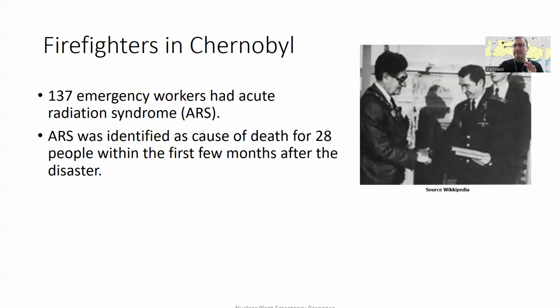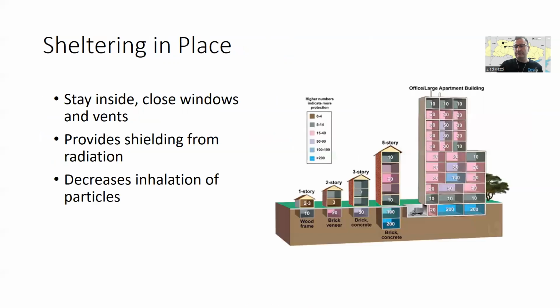But again, I want to reinforce that people that are really close to the nuclear power plant, like firefighters, nuclear power plant workers, paramedics, may get these acute high-dose exposures from the radioactive cloud emissions of gamma rays. And they can lead to acute injuries. We saw in Chernobyl, 137 emergency workers had acute radiation syndrome, and 28 of them died within the first few months after the disaster. This is why it's important to learn how to shelter in place if there's a radioactive cloud passing in your community.